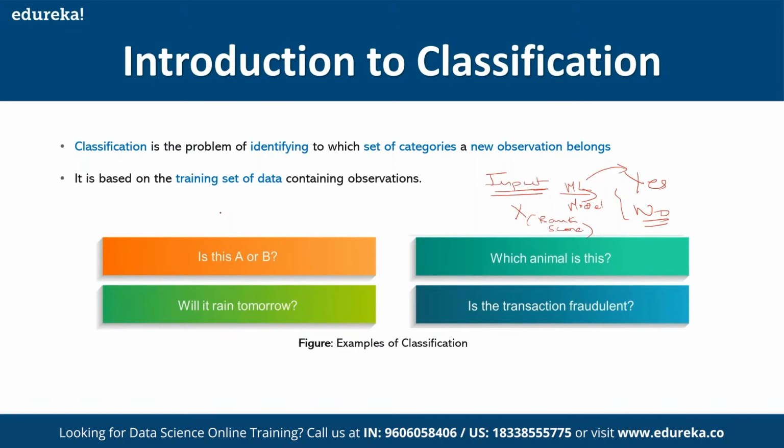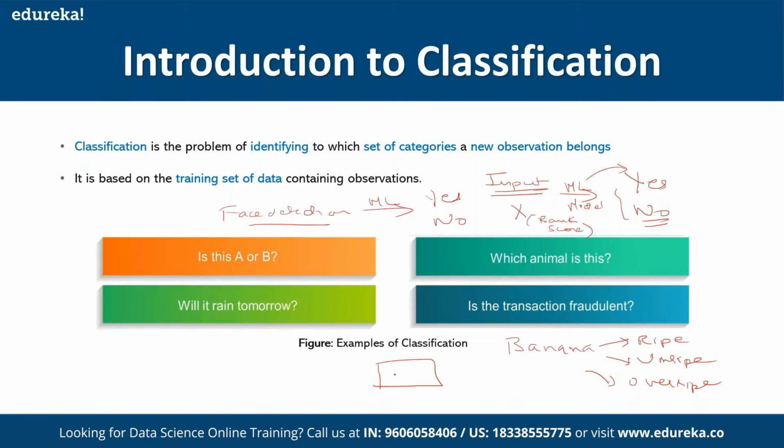Similarly, when you do face detection in your mobiles, if you put your face in front of your mobile, the mobile will learn your face and will take a decision whether it should unlock your mobile, yes or no. Similarly, yesterday I was solving one problem where I needed to say whether a banana is ripe, unripe, or overripe. What was I giving to the machine learning model? My input to that machine learning model was a picture of a banana. Sorry for the bad drawing.